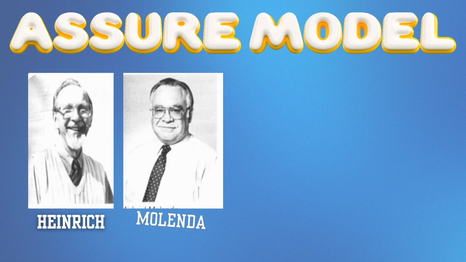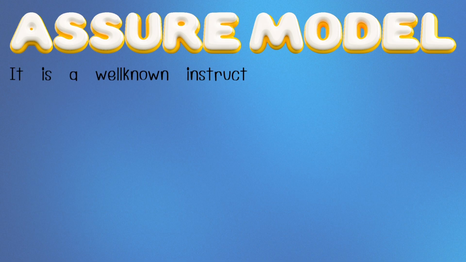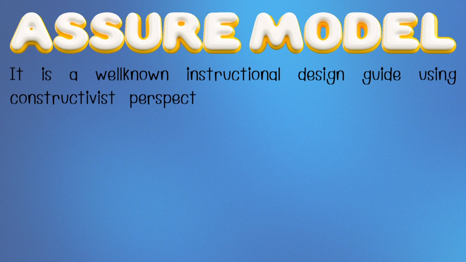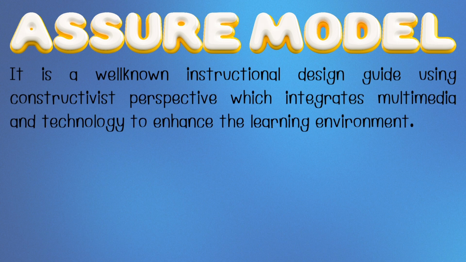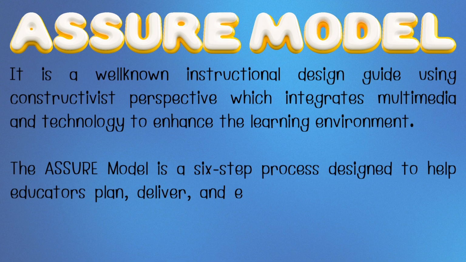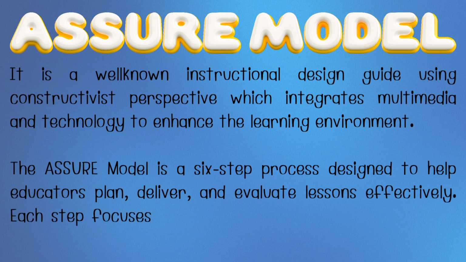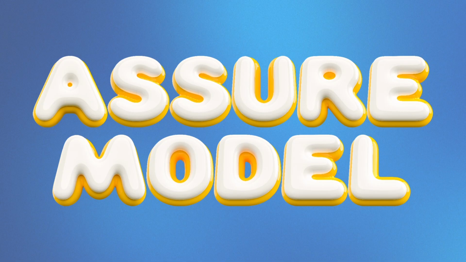The ASSURE model was developed by Heinich, Molenda, Russell, and Smaldino in 1999. It is a well-known instructional design guide using a constructivist perspective which integrates multimedia and technology to enhance the learning environment. The ASSURE model is a 6-step process designed to help educators plan, deliver, and evaluate lessons effectively. Each step focuses on making learning engaging, inclusive, and purposeful. Let's dive into what ASSURE stands for and how it transforms teaching.